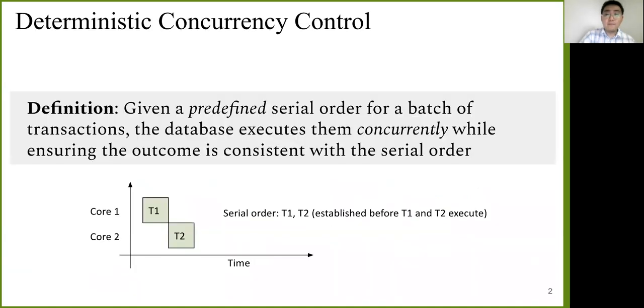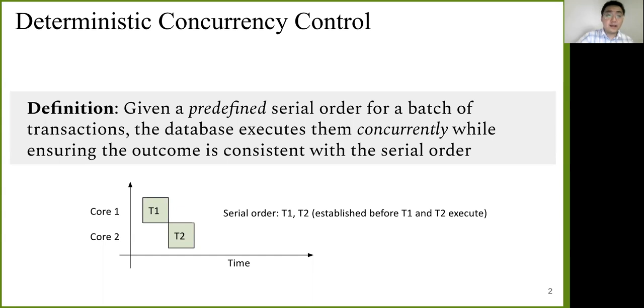And this work builds on a lot of related works in deterministic databases and contention management, as discussed in the paper. But briefly, deterministic concurrency control is that given a predefined serial order for a batch of transactions, the database executes them concurrently while ensuring the outcome is still consistent with the predefined serial order.